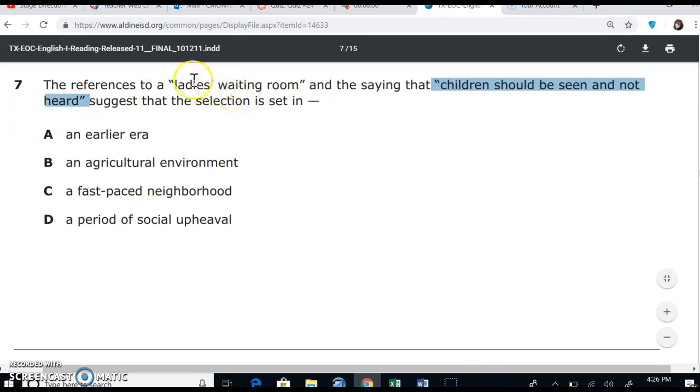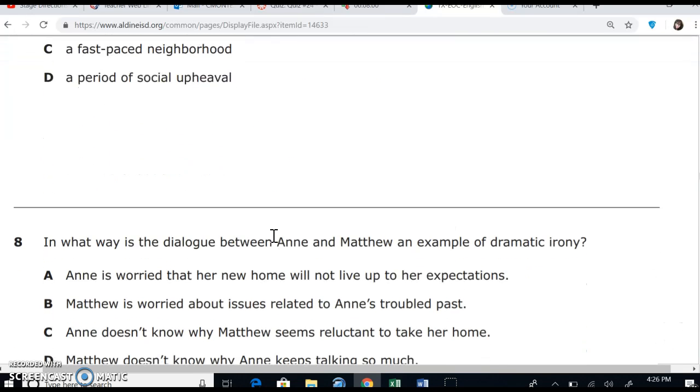So based on those two quotes there, what can you tell? What setting is this play taking place in? In an earlier era, in an agricultural environment, a fast-paced neighborhood, or a period of social upheaval. You do not know what this word means. I need you to look it up in the dictionary. You don't have time to be guessing because you're about to take the STAAR in about 12 days.